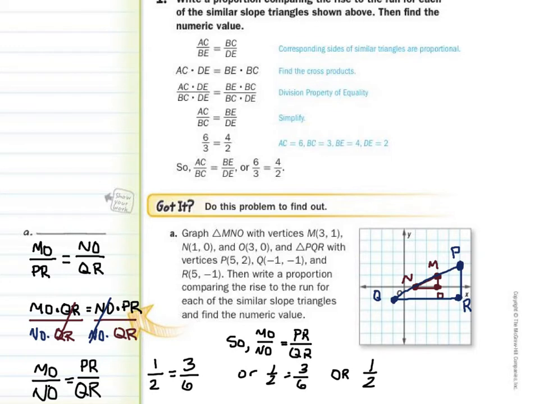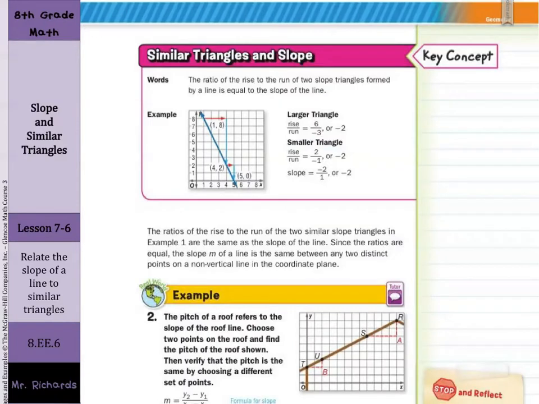Remember, slope is rise over run. And so we had our MO as our rise is 1, our NO run is 2, and that relates to PR's rise, which is 3, QR's run is 6, which both simplify to 1/2. So the slopes here of these similar triangles are the same.